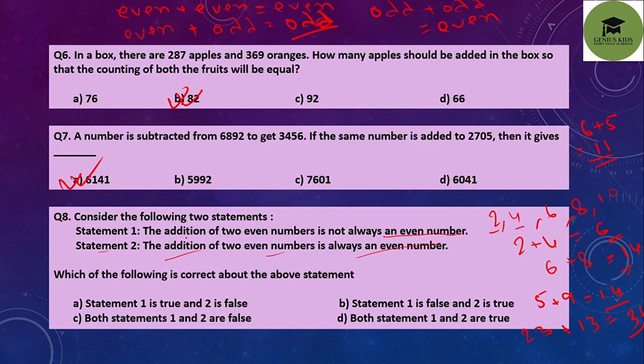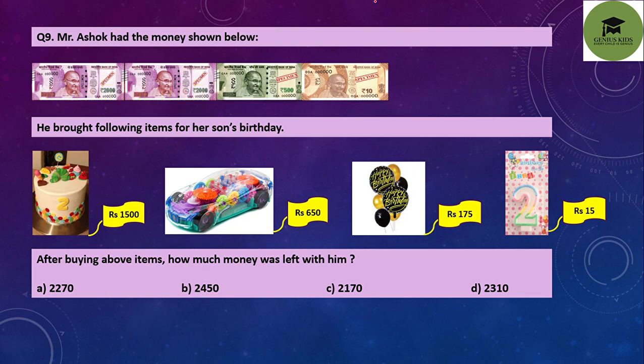So here, statement 1, the addition of two even numbers is not always an even number, is wrong. Statement 2, the addition of two even numbers is always an even number, is correct. So B, that is, statement 1 is false and 2 is true. This is the correct option. Okay. Please remember this thing. Next one. This type of questions many times come in the exam. So you can expect this type of questions also in the exam.